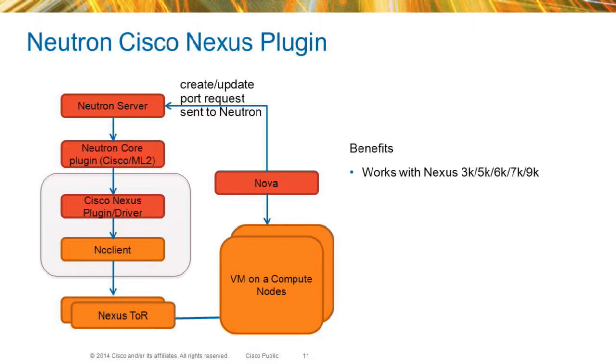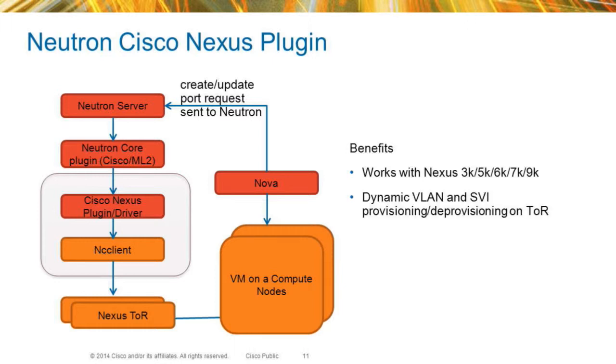Well, it works across all the Nexus line of switches because it exposes the same northbound interface to the Nexus driver. So we use the NC client and send an XML snippet onto the Nexus top-of-rack switch, which can understand that XML snippet and configure the switch. This also works with the newly launched Nexus 9000 in the standalone mode. In the ACI mode, we are working towards a solution that will be available in the Juno release.